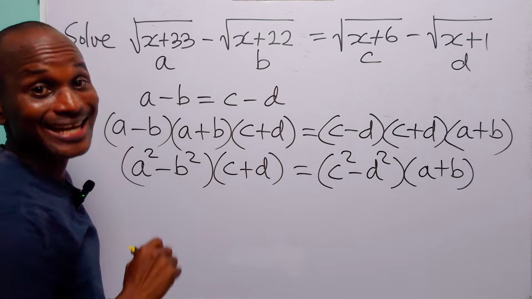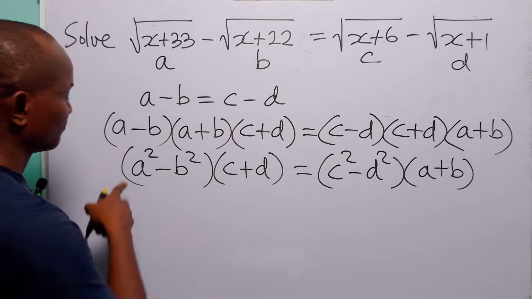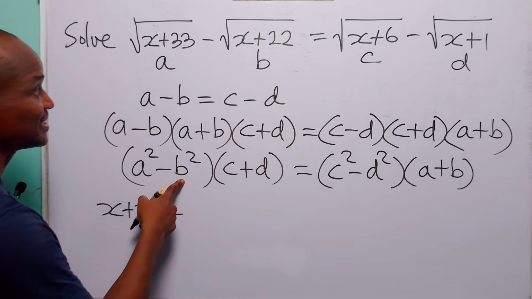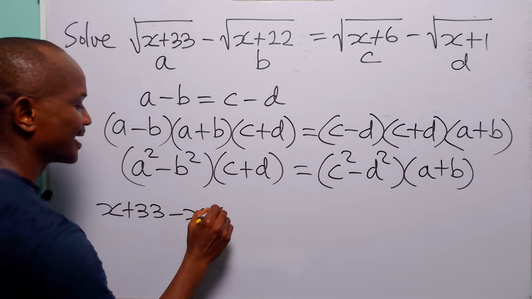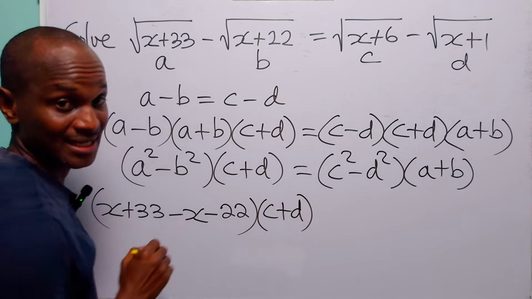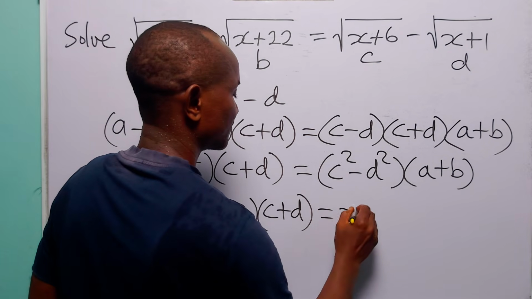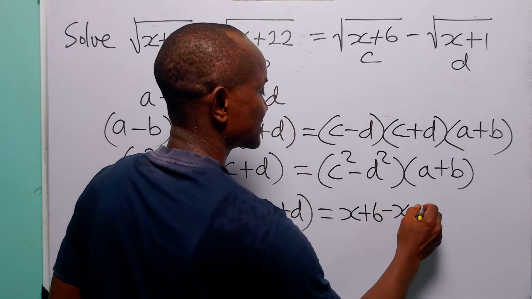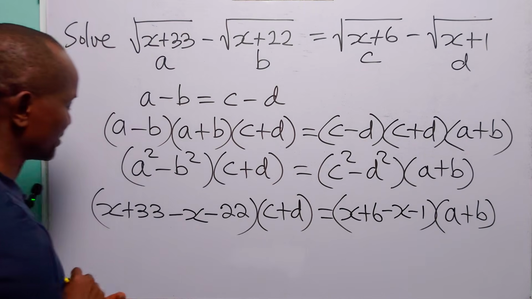Now let us go back to the original equation. You know that a squared is x plus 33. So we have x plus 33 minus b squared, which is x plus 22. So this is going to be minus x minus 22. And of course, we still have c plus d. Here we have c squared, that is x plus 6, minus d squared, which is x plus 1. So this is minus x minus 1. And of course, we have times a plus b.